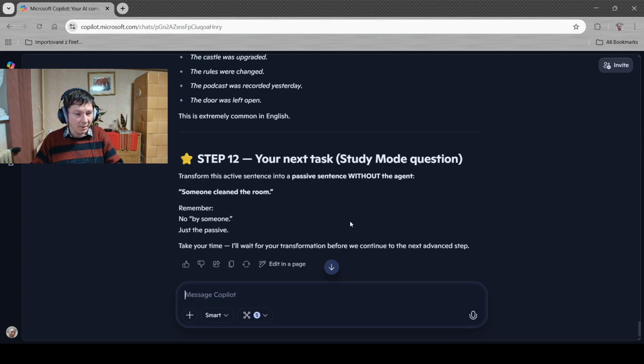As you can see, people, it looks interesting, learning English with Microsoft Copilot in study and learn mode, isn't it? Okay. The room was cleaned.